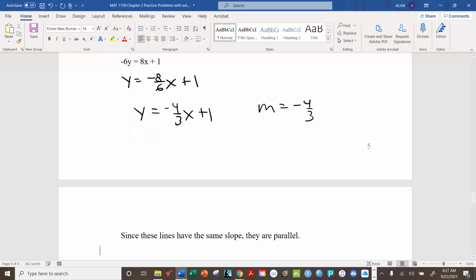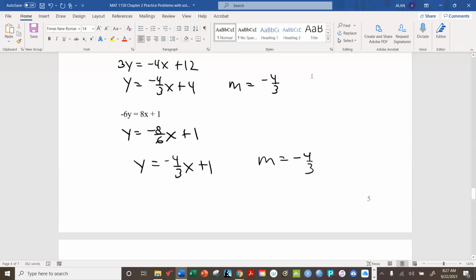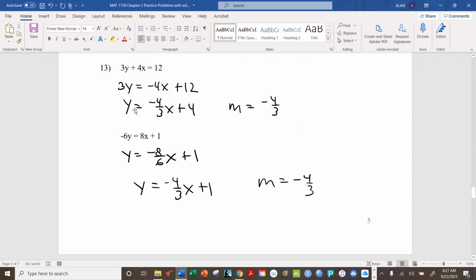And in fact, if you look at them carefully, after I'm done writing them, you'll notice the only way in which they're different is their vertical intercept. Up here, we have y equals -4/3 x plus 4. Here we have -4/3 x plus 1. So if you can imagine, they would end up looking something like this. See what I can do here.